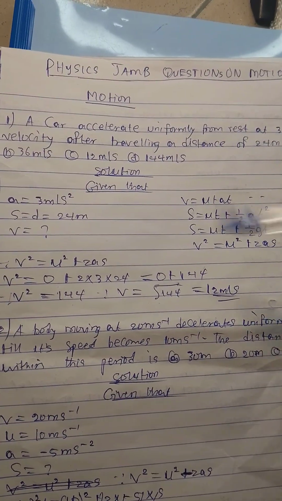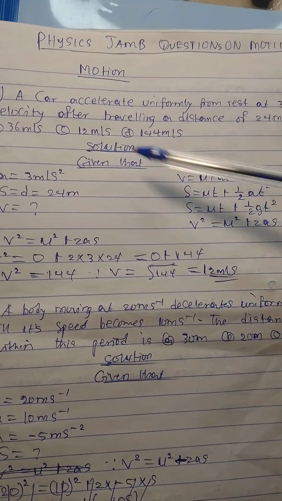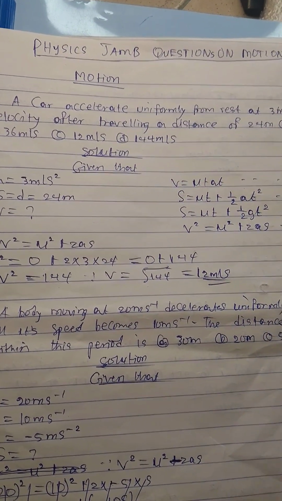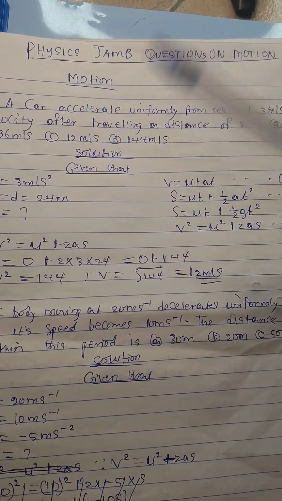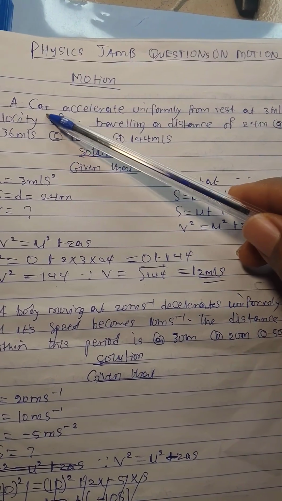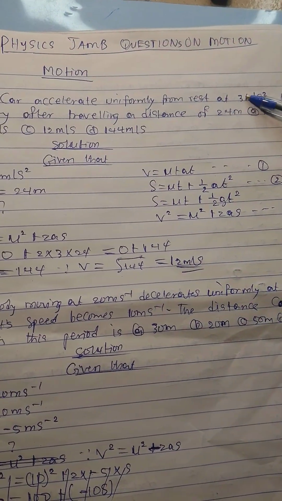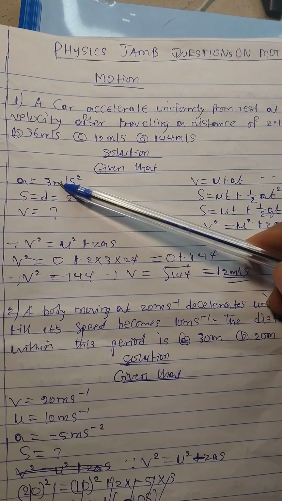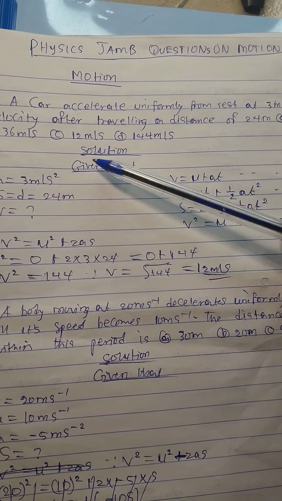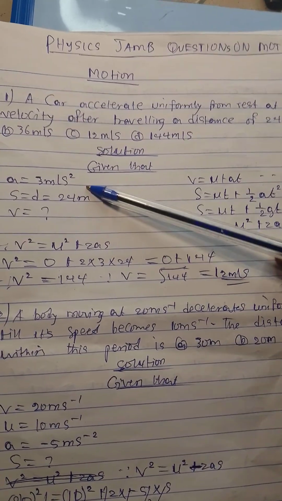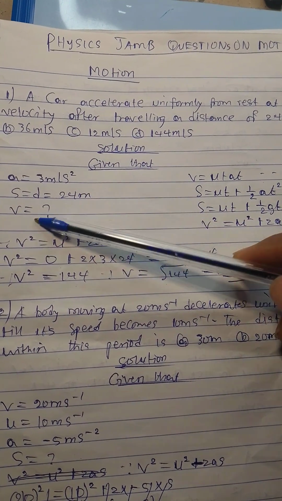Now, if you check this question, what is given to us? That's the first thing you do, so you know the formula to use. What's given to us? For the car, we have acceleration, which is 3 meters per second square, and also we have a distance, which is 24 meters. Therefore, we have to find the velocity.